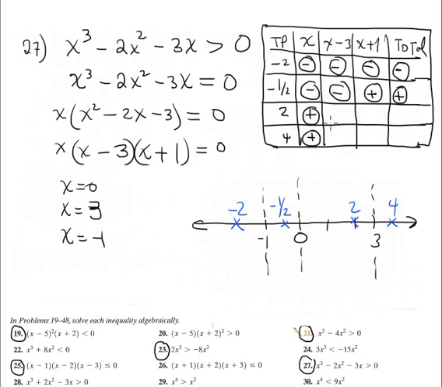At 2, this is positive, this is negative, this is positive. Now the total sign is negative. At 4, this is positive, and this is positive. Now it's positive. Our problem is greater than, and greater than is positive. Therefore, the true part is when it's positive. True and true, and this is false and false.